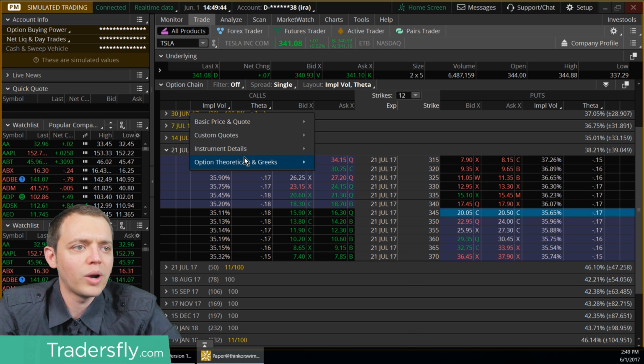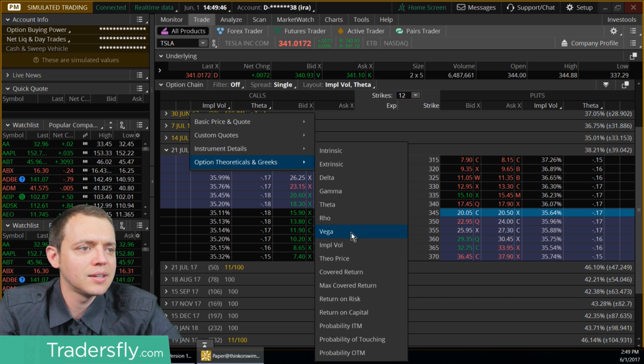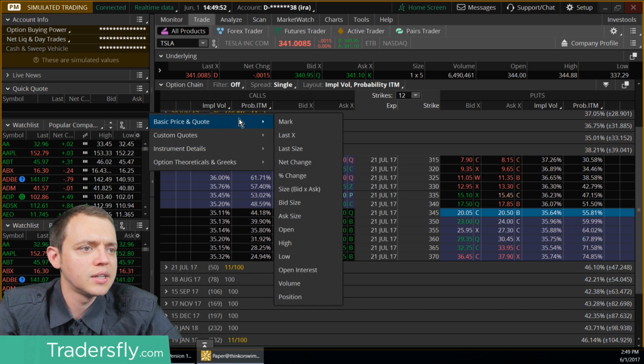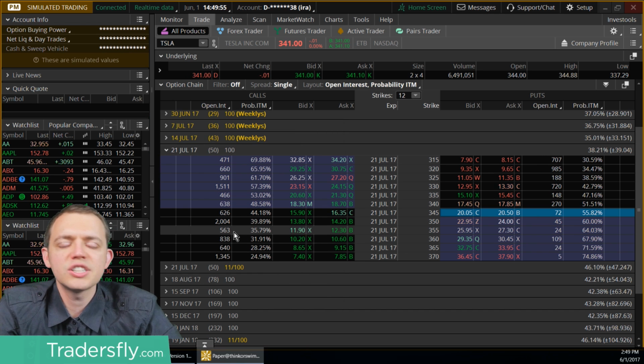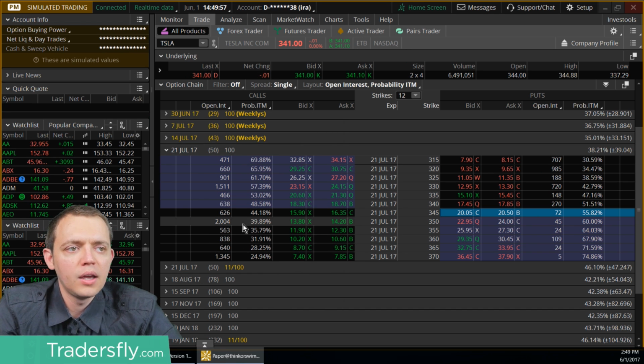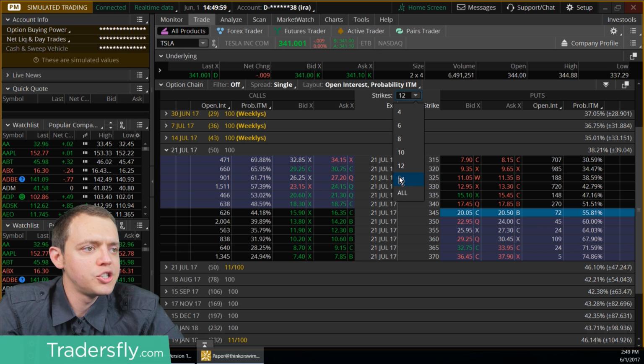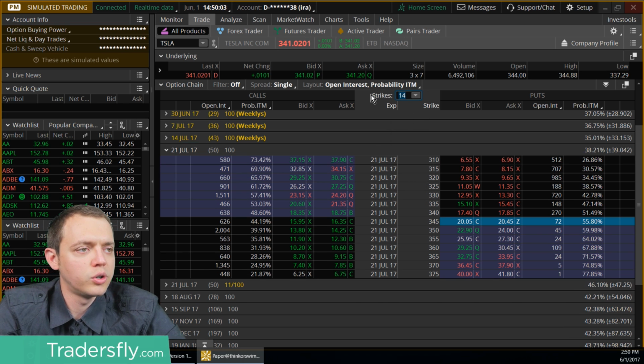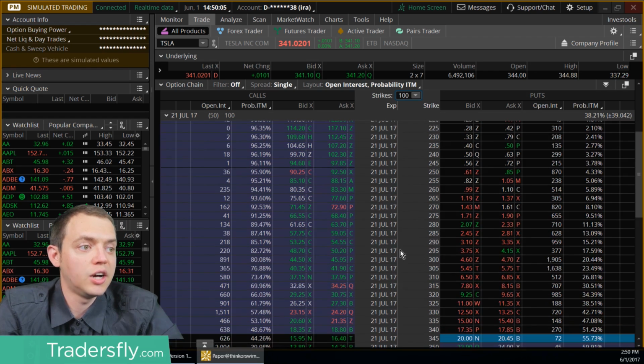But typically, what I do is I look at the probability of in the money. And then the other thing is the open interest, just because I want to see how liquid things are. With that being said, you can also adjust these strike prices. If you want to see 14, you could change it to 14. If you want to see 100, you could see 100.